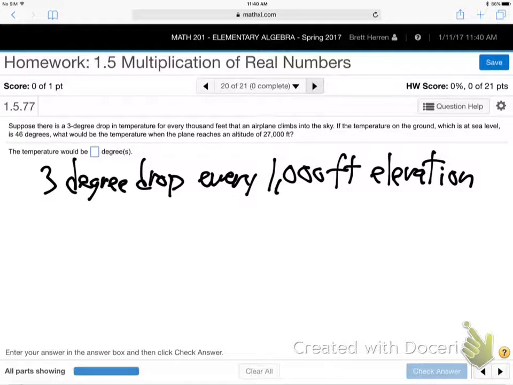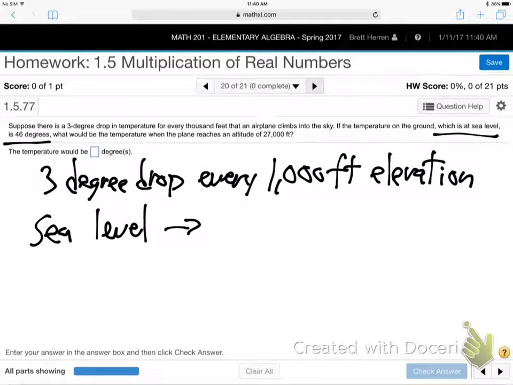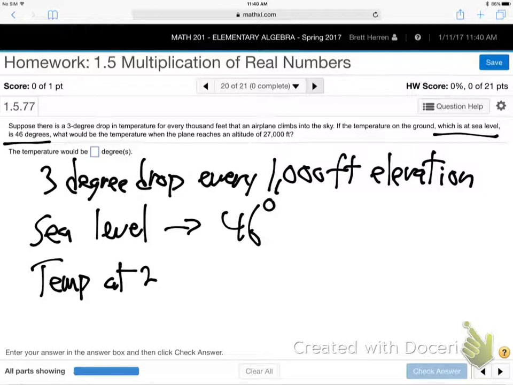So for example, suppose it's a 3-degree drop every 1,000 feet. Sea level is 0, and they're saying sea level temperature is 46 degrees. So suppose sea level is 46 degrees. And what's the temperature if you're going to go up in an airplane at 27,000 feet? How do you figure out the temperature?